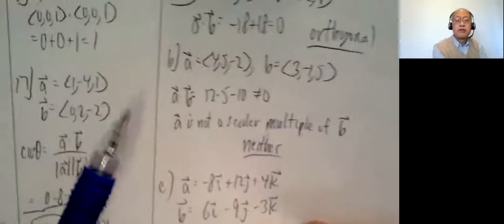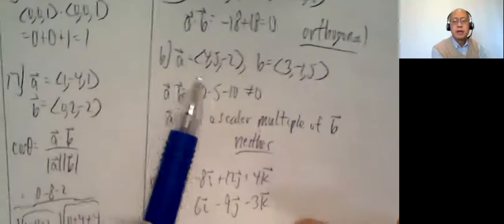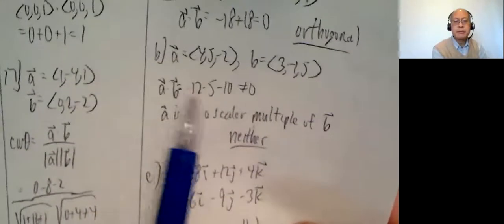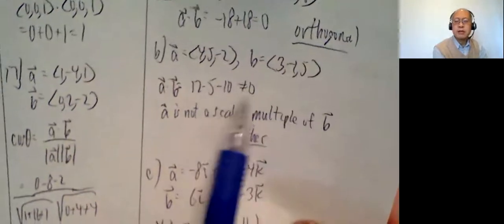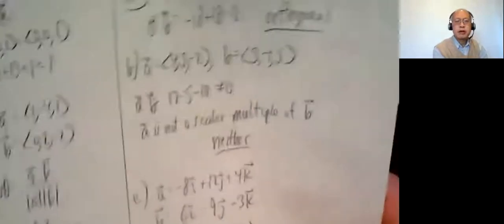So for vector B, the dot product is 4 times 3, which is 12. 5 times -1 is -5. -2 times 5 is -10. That doesn't come out to be 0. Okay, so therefore they're not perpendicular.